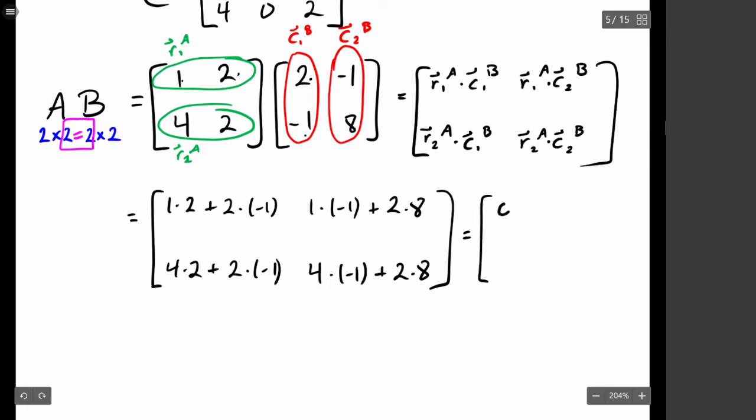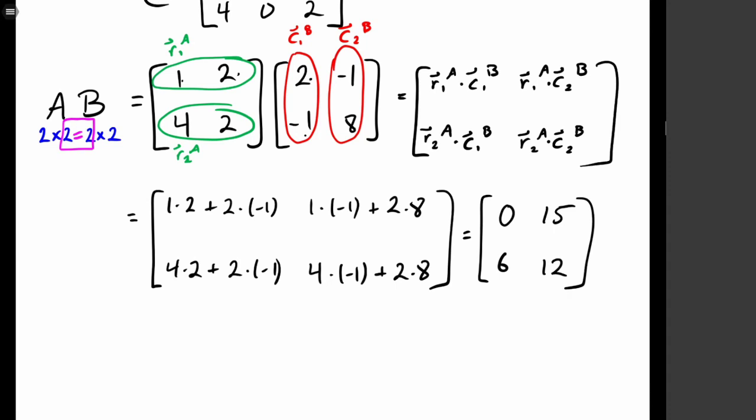Right. And then now you just simplify this all up. 2 minus 2, 0. -1 plus 16, so 15. 8 minus 2, 6. And this is 16 minus 4, 12. So that would be an example of multiplying A and B.